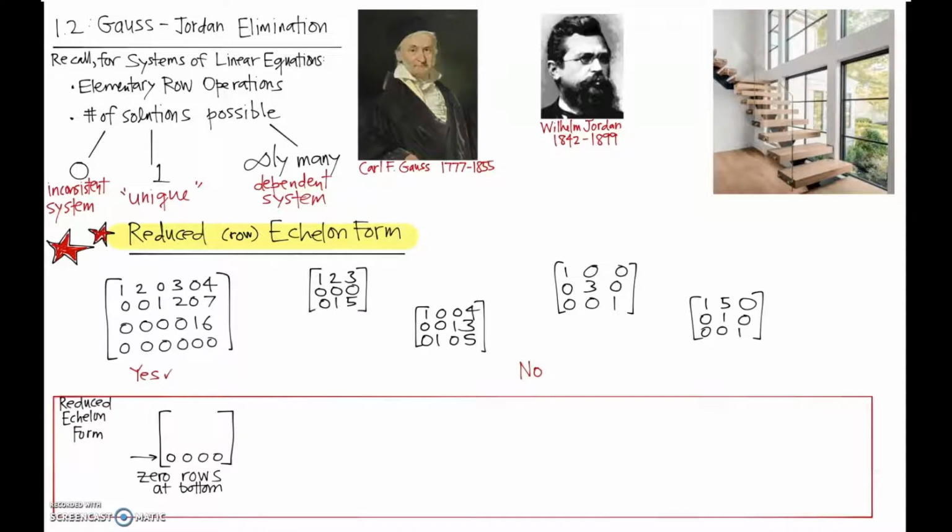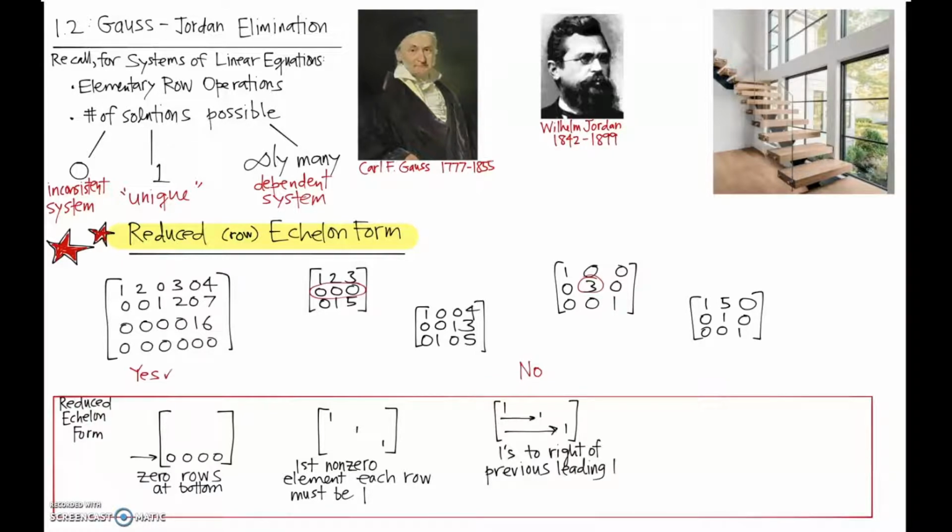There are going to be 4 criteria to be in reduced echelon form, and the first one is that if there are any rows of zeros, they need to be at the bottom of the matrix. So let's see, we run into a problem. I think one of these had, yep, right here, this guy had a row of zeros in the middle. So that's what disqualifies him. The next criterion is that the first non-zero element in each row needs to be a 1. And yep, this guy right here has a problem. The first non-zero element in that matrix is a 3, so that disqualifies him.